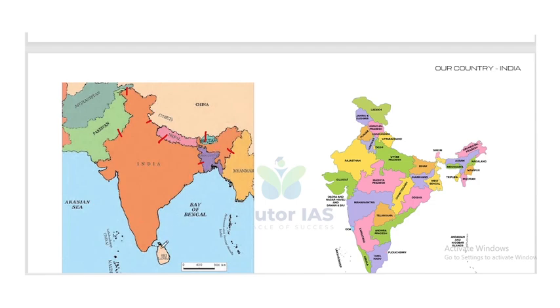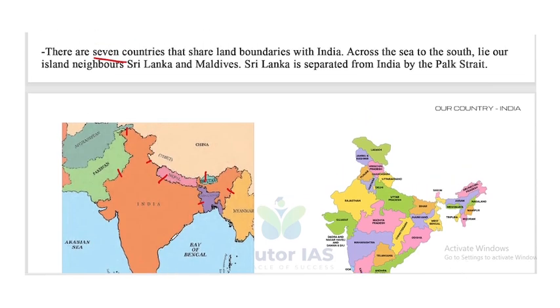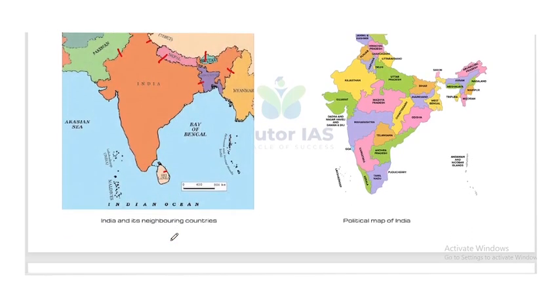This is Sri Lanka. It's our neighbor country and it's an island country. And also Maldives. Look at this. Here is Maldives. This is also a neighboring island country. And India is separated from Sri Lanka by a strait. Look at this point. This strait is called Pak Strait.